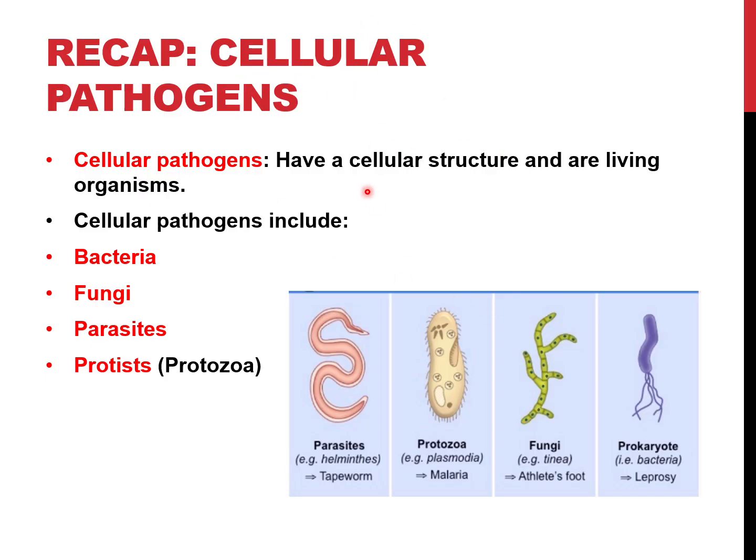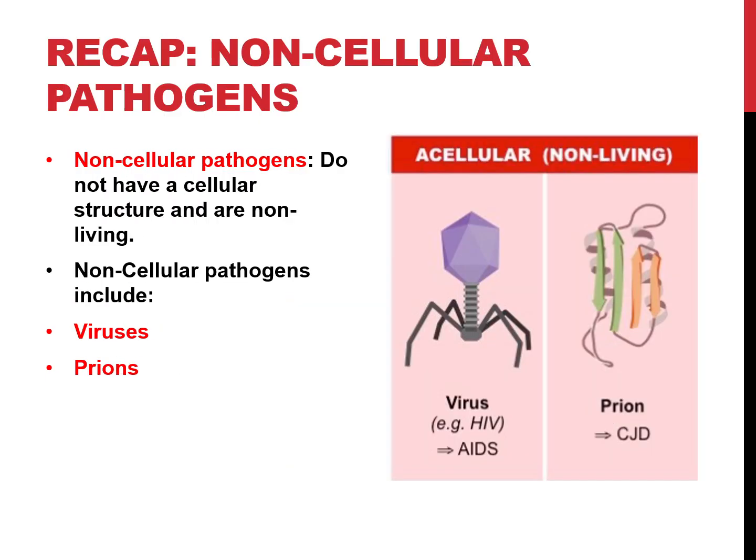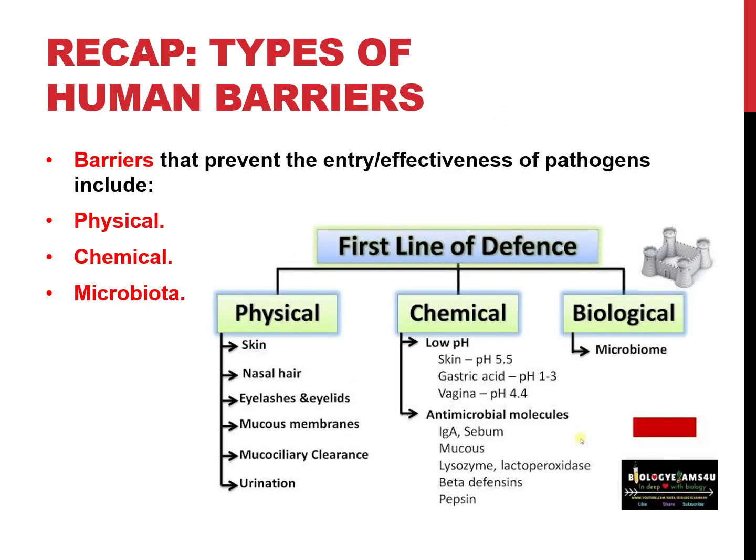So if we look at the cellular pathogens, they're made up of cells. That includes single-celled bacteria, single-celled or multicellular fungi, obviously mostly multicellular parasites, and then of course single-celled or multicellular protists. The non-cellular pathogens include viruses, which are essentially just a protein coat around some nucleic acid, and prions, which are just a misfolded zombified protein, I like to call them.